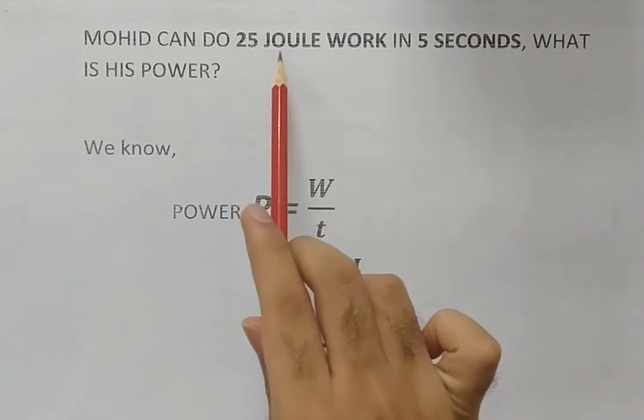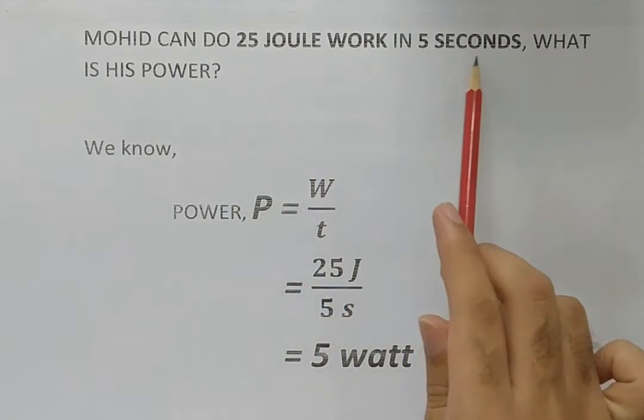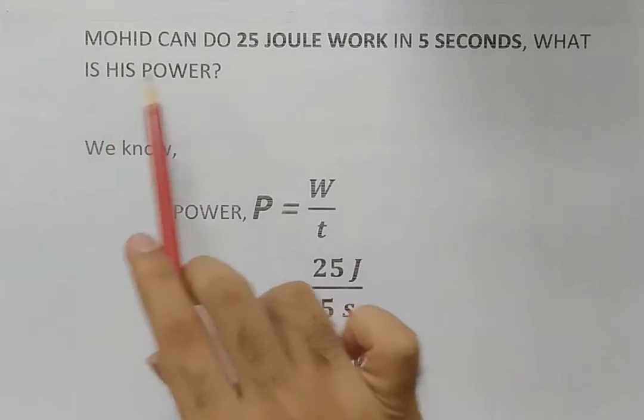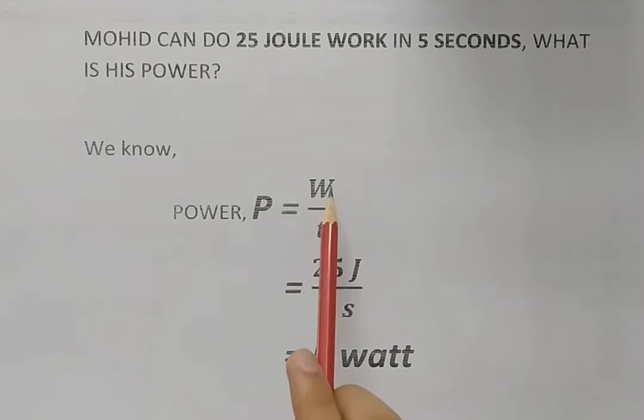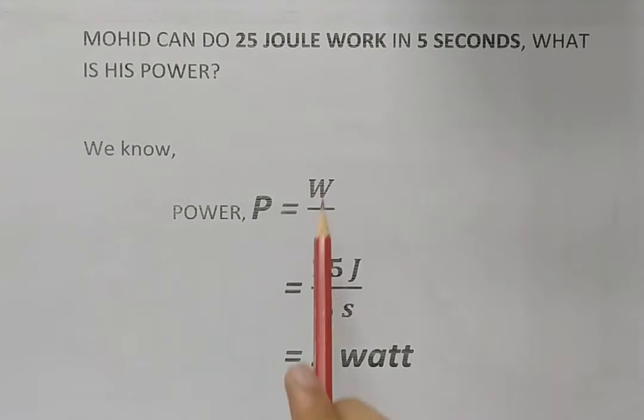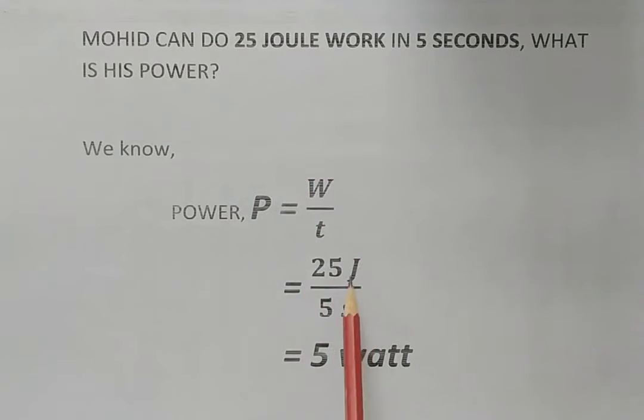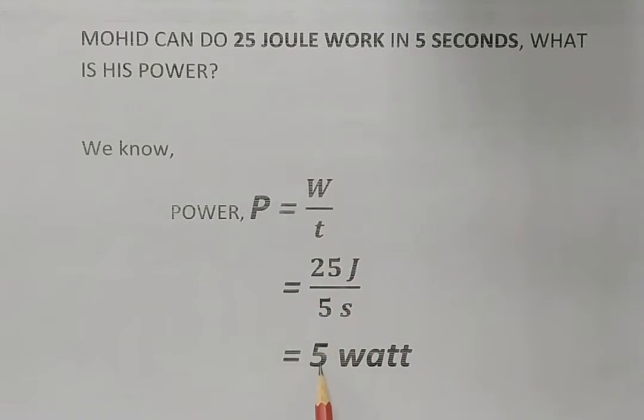Mohit can do 25 joule work in 5 seconds. What is his power? Simply we can calculate it. Power P equals W divided by T, which means 25 joule divided by 5 seconds equals 5 watt.